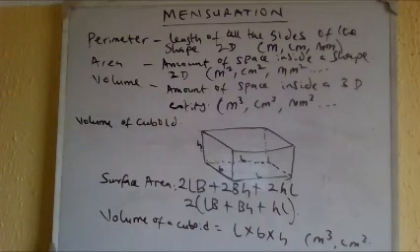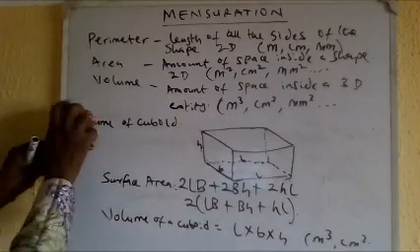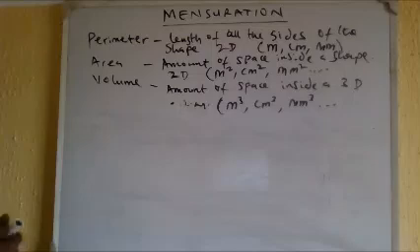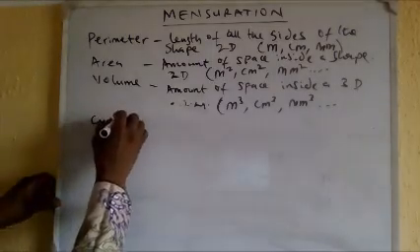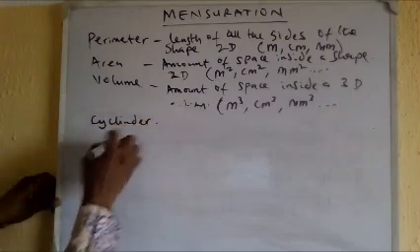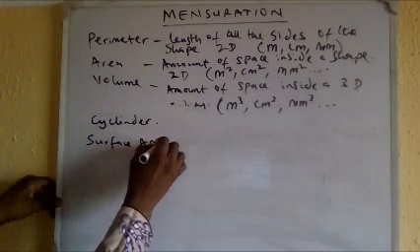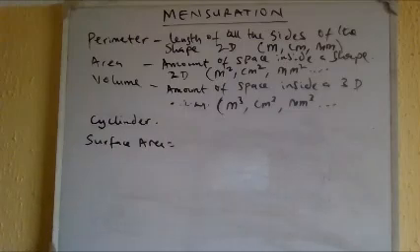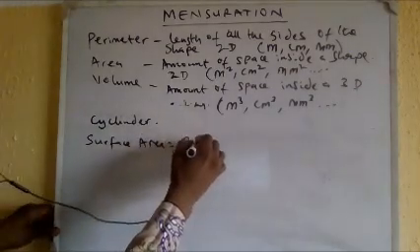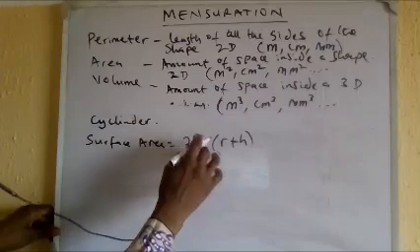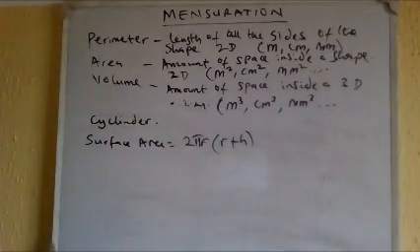So we'll go to cylinder. For cylinder, we'll discuss surface area and the volume. So for cylinder, the surface area is equal to 2 pi r (r + h). That's 2 pi radius, open bracket, radius plus h. This is the surface area of a cylinder.